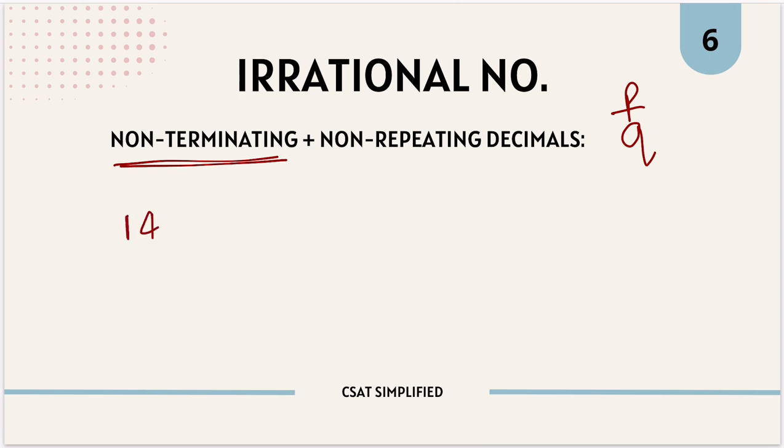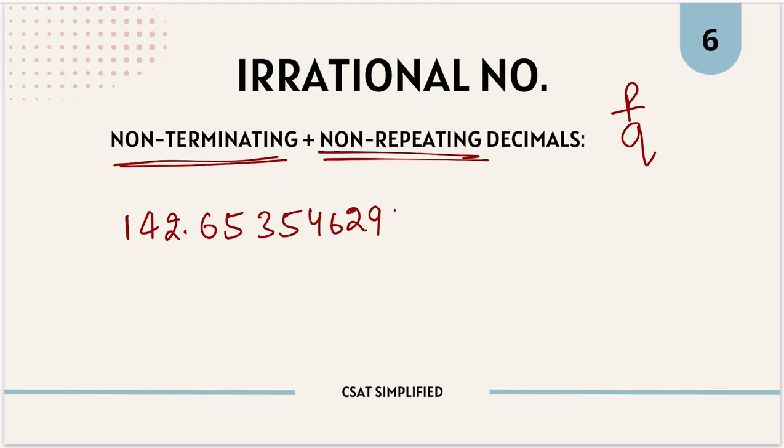142.65354629, it is not stopping anywhere. So it's fine, not stopping anywhere. Second thing, it is also not repeating. Means 294163228949 and so on. There is no single digit or two digits or anything that is repeating. Those are irrational numbers. Means these are not stopping anywhere plus not repeating.